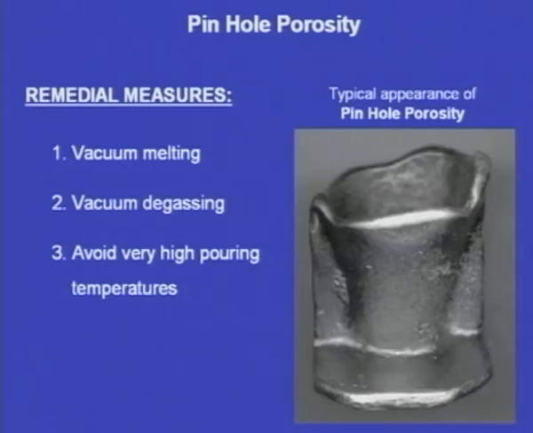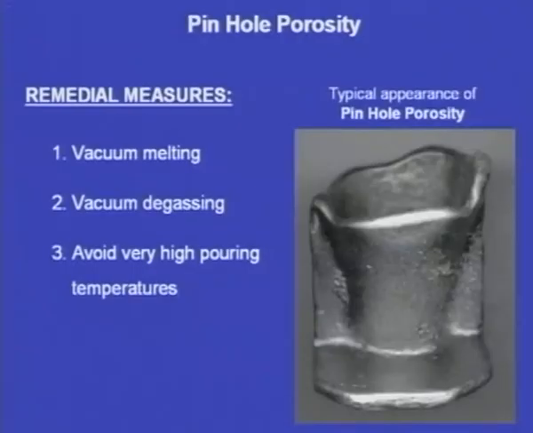And what are the remedial measures to be taken? One is vacuum melting, where there will be vacuum in the furnace, no atmospheric air will be there, but this is very expensive. Next one is vacuum degassing. By vacuum we can degas any gas that is present in the molten metal.